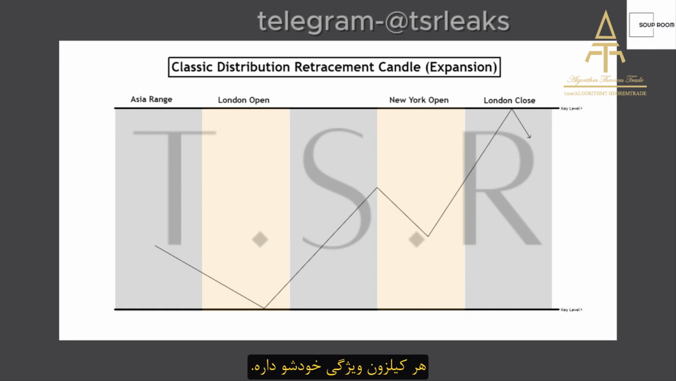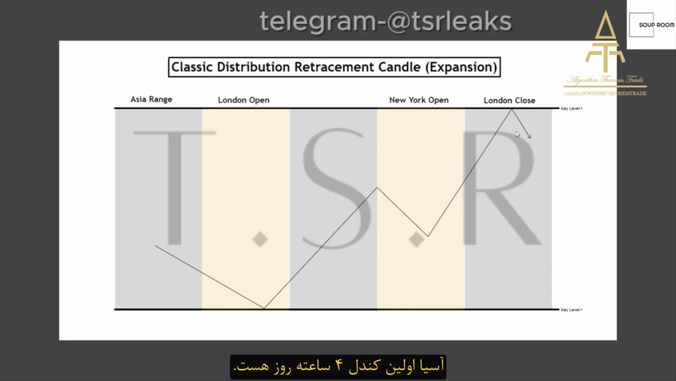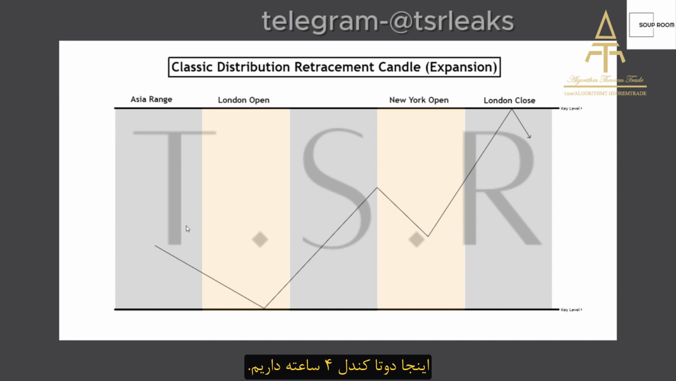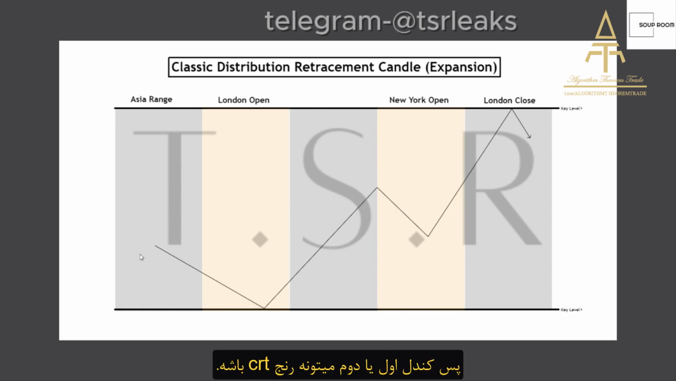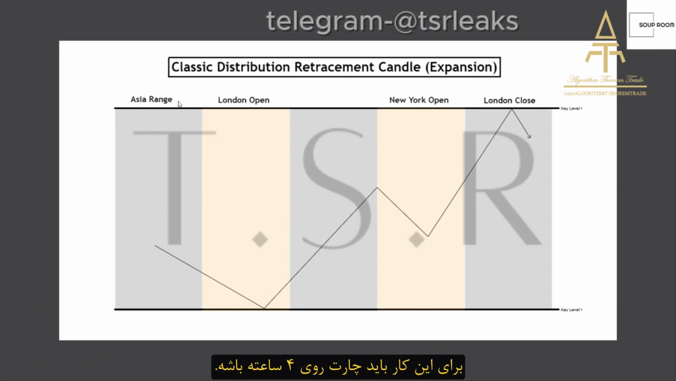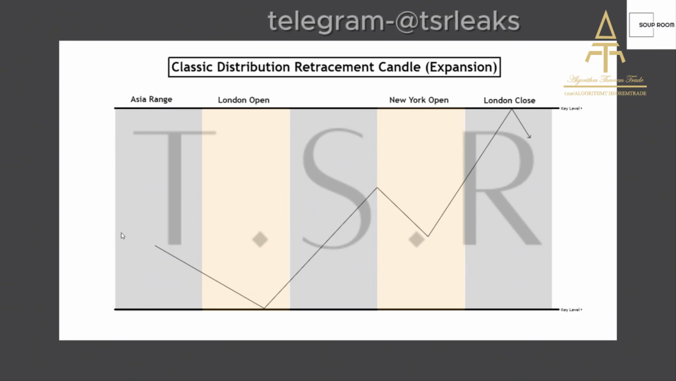Okay. So each kill zone has its very own characteristics. The Asia is the first two 4-hour candles of the day. So right here we would have two 4-hour candles. Price will usually form a CRT with these candles. So the first candle may be the CRT range, or the second candle may be the CRT range in the Asia range. We're using a 4-hour chart for that.